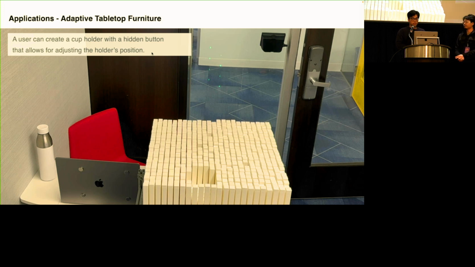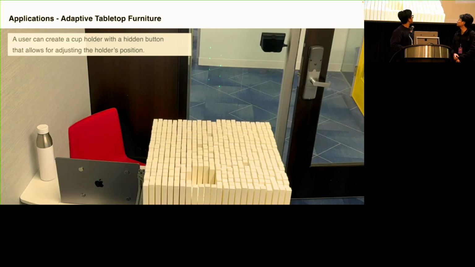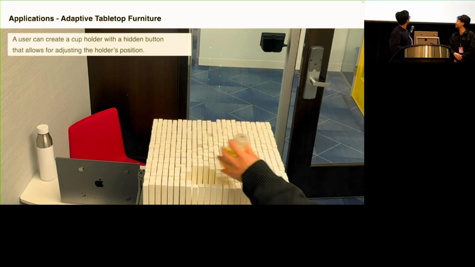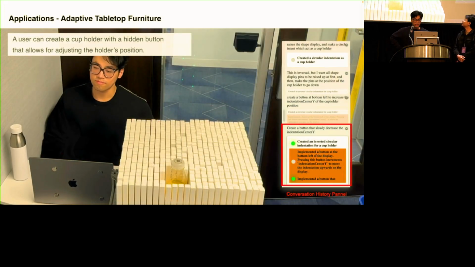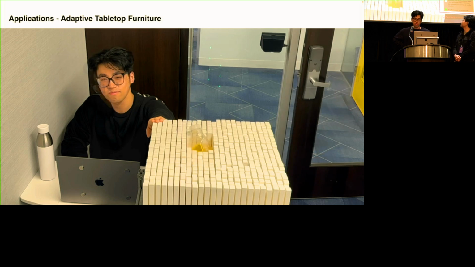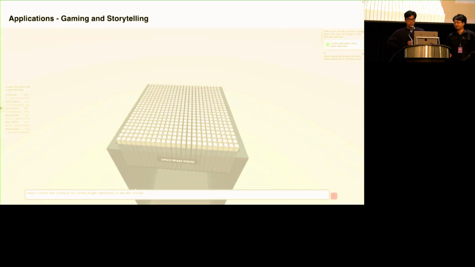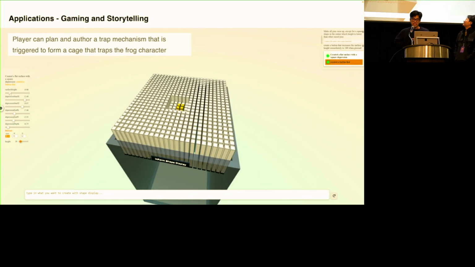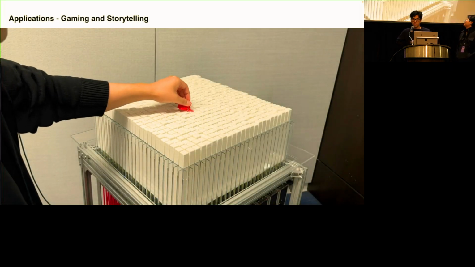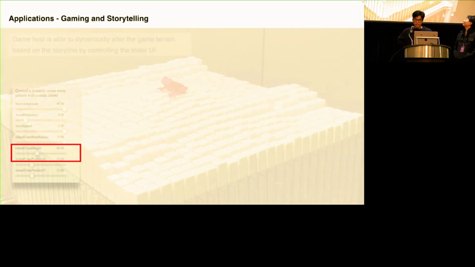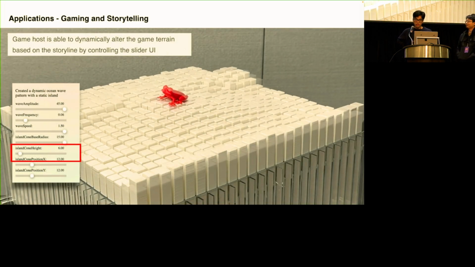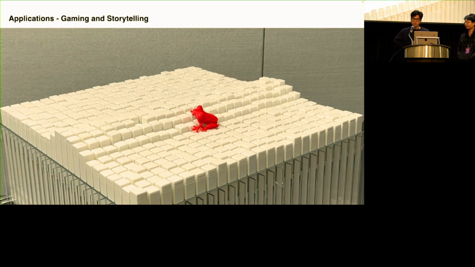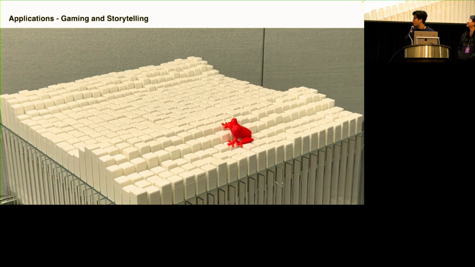ShapeIt's ability to understand user intent and generate tangible shapes, animations, and interactions in real time unlocks exciting new applications. For instance, adaptive tabletop furniture, like a bottle holder that delivers the bottle with the push of a button. And also gaming and storytelling, where AI dynamically creates scenes and mechanisms in real time based on the narrative, such as Dungeons and Dragons masters generating traps based on player actions. And a dynamic scene where a character is peacefully meditating on an island until a rising tide brings it to its demise.